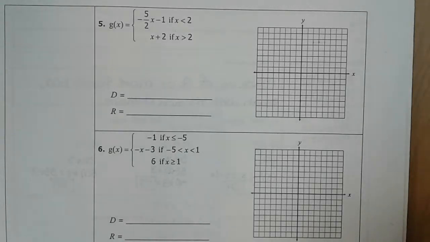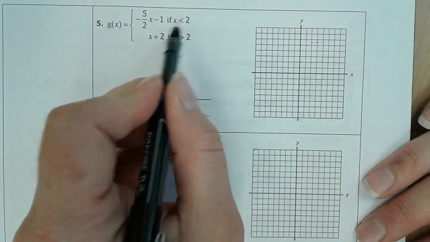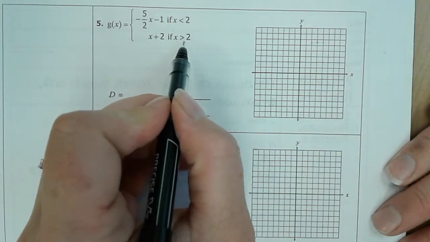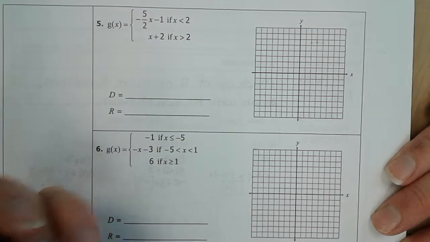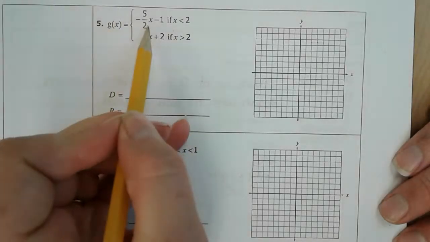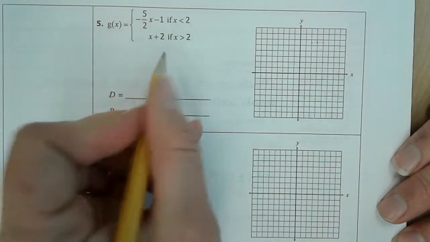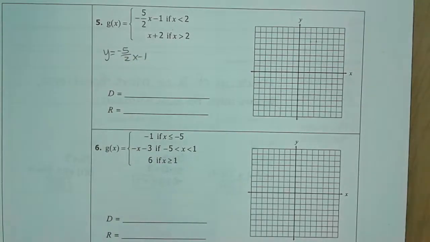Okay, so remember, let's just interpret what this means. Well, this means that for all x less than 2, we're going to use this function, and for all x greater than 2, we're going to use this function. Okay, so first things first, we graph each line. So we graph the line y equals -5/2 x minus 1.